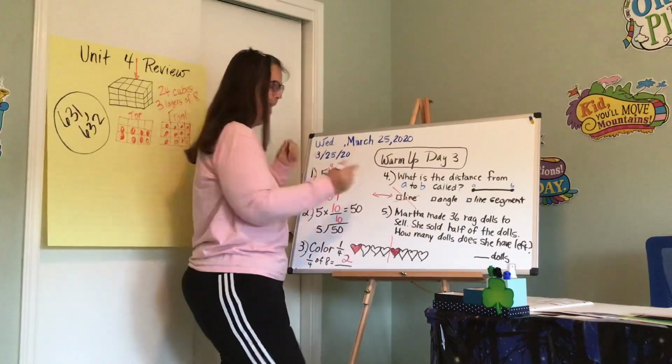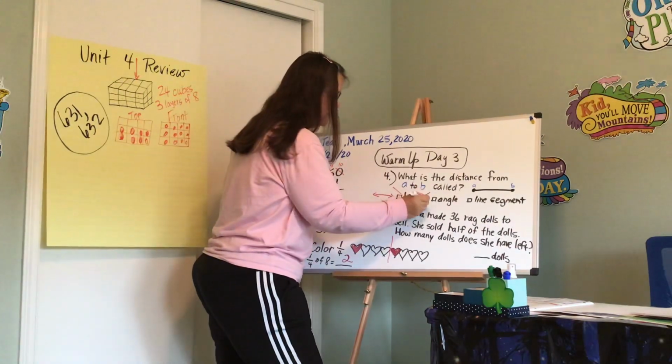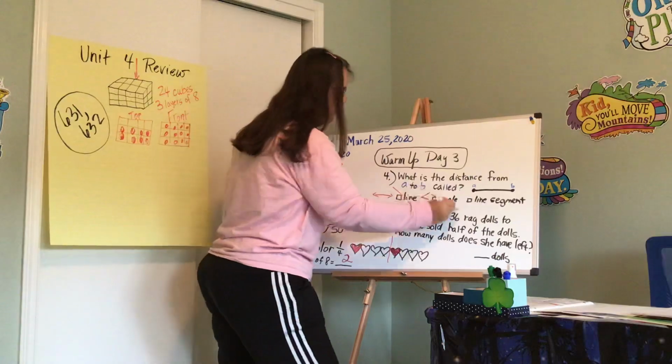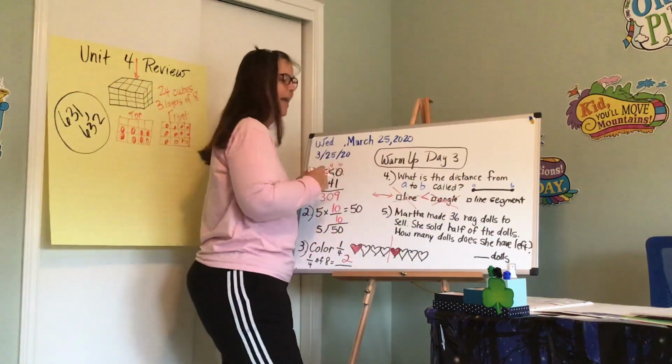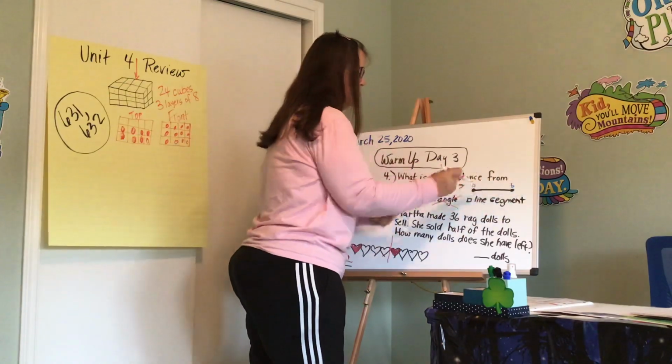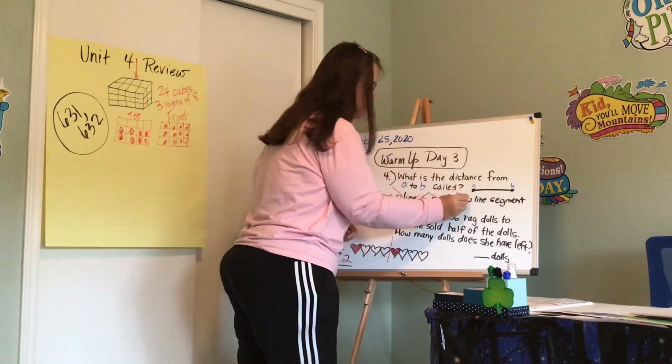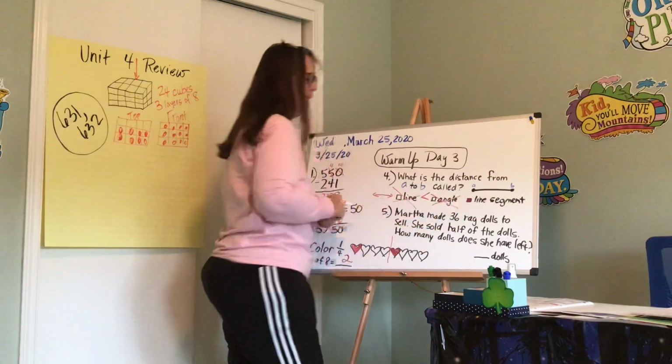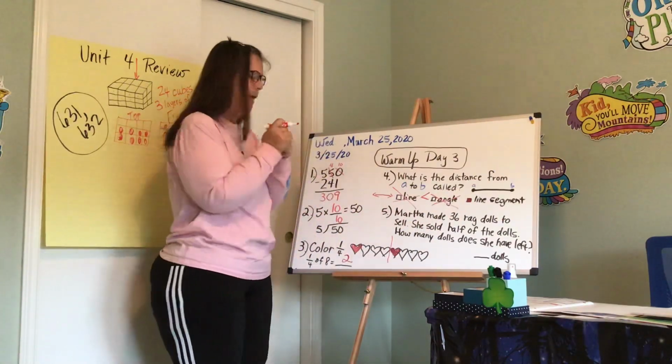So I know that one's not it, okay? An angle looks like this. That doesn't look anything like that, so I know that's not that. A line segment, yes, is stopped at 2 points. This would be line segment AB. So line segment is the answer. A segment is just a piece, okay?